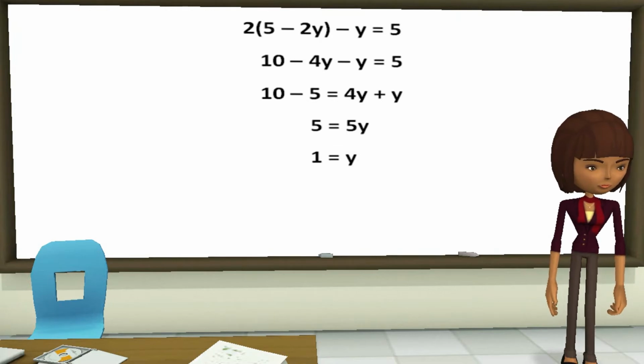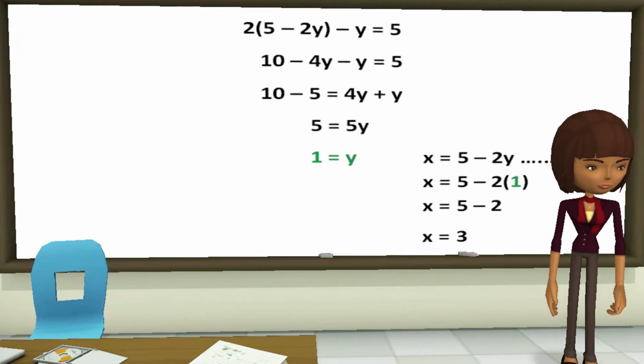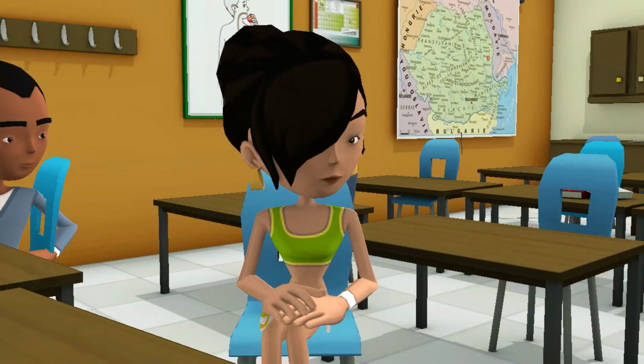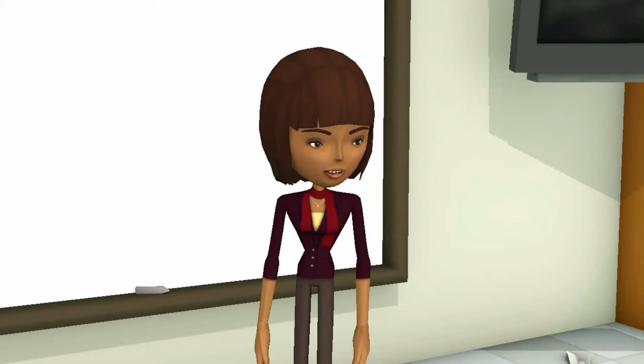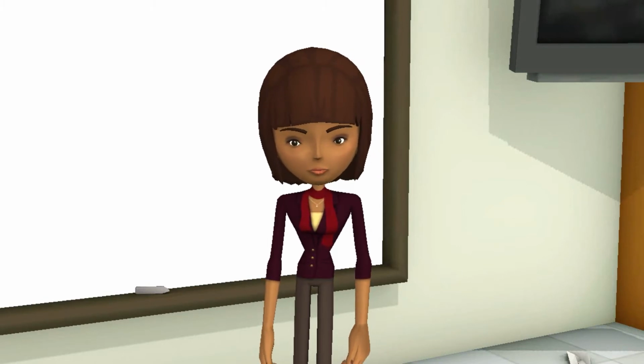I then substituted y equals 1 into the equation x equals 5 minus 2y, which gave me a value of 3 for x. So, the solution for these simultaneous equations is x equals 3 and y equals 1. How was that? Excellent, Benita. Tony, we'll look at your solution in a bit.